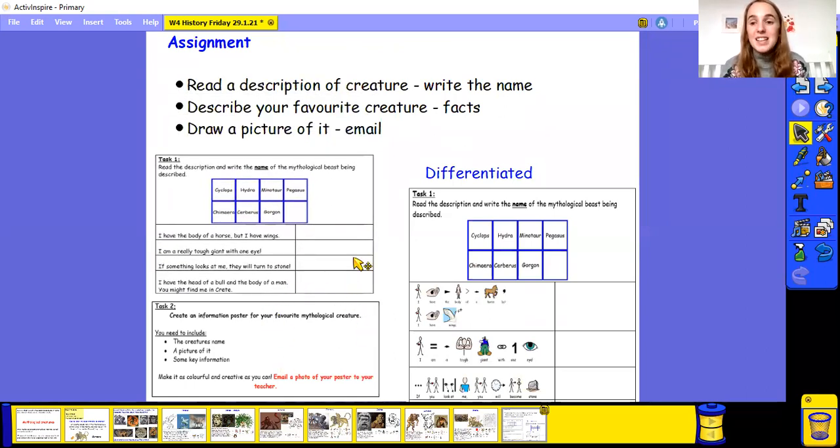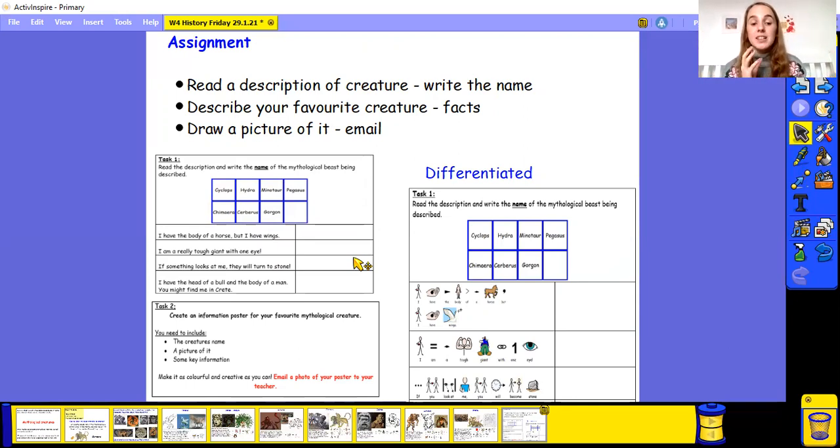Your task 2 is a bit more creative. So, for this one, we want you to create an information poster of your favourite mythological creature. So you can choose one out of the 7 creatures. You can choose whichever one you find the most interesting or you're the most excited to find out more about. Now, on your information poster, we need to have the creature's name. We need to have a picture of it. So you to draw a picture of this creature and some key information. So you might want to include what it did, what myth it was in, where it was found, how it was born, what it liked to eat, okay, what it looked like.